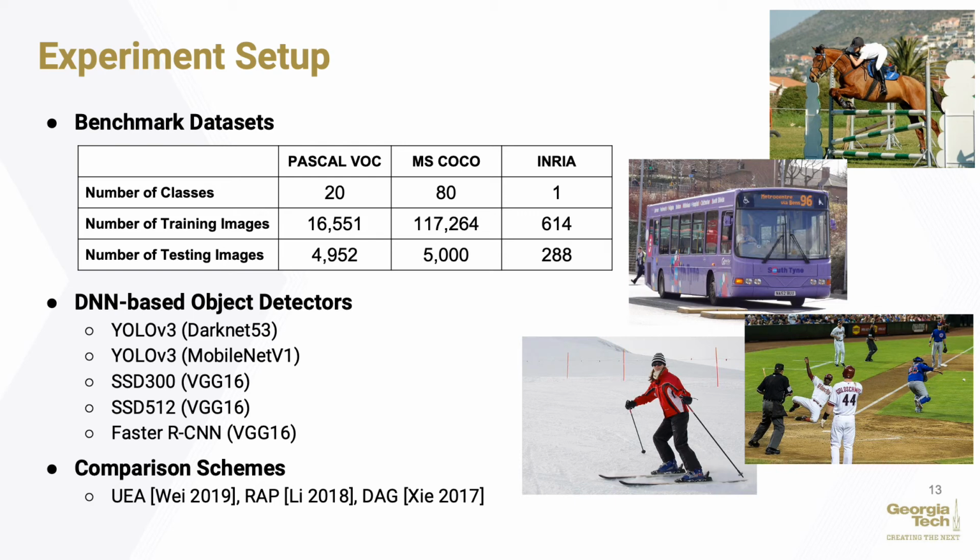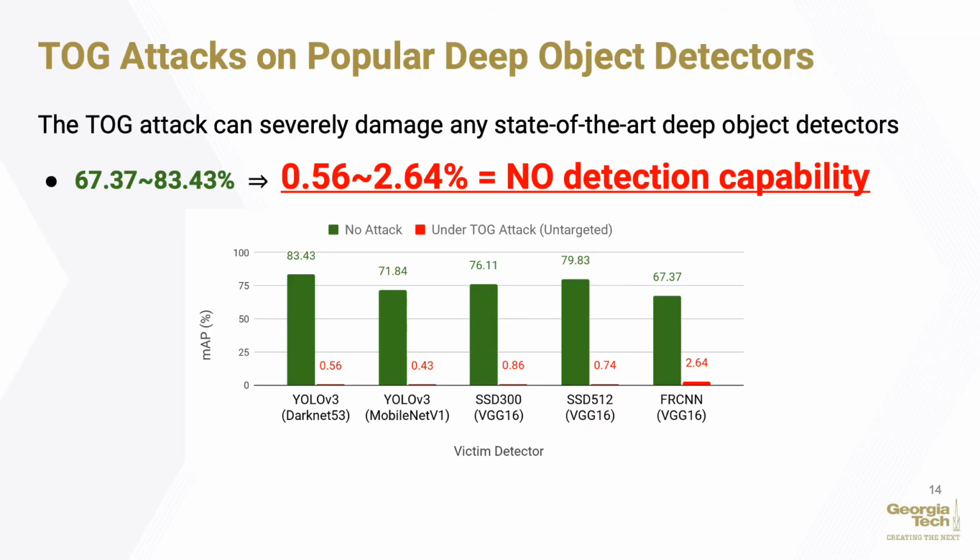To evaluate TOG on different types of detectors, we consider YOLO v3, SSD, and Faster R-CNN with different configurations in neural architectures and also input resolutions. That's why we have 5 detectors in the collection. We also compare TOG with existing attack techniques, but in this presentation, I will highlight the results of TOG on VOC and INRIA datasets. We first discuss the performance of TOG attack with an untargeted objective.